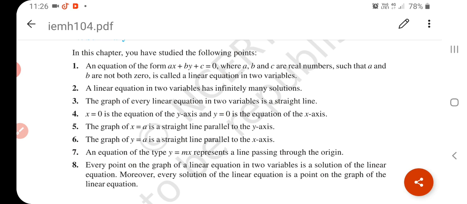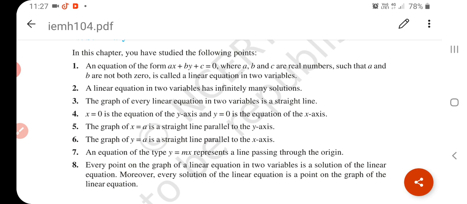x = 0 is the equation of the y-axis, and y = 0 is the equation of the x-axis. Remember, the graph of x = a is a straight line parallel to the y-axis. The graph of y = a is a straight line parallel to the x-axis. An equation of type y = mx represents a line passing through the origin. Every point on the graph of a linear equation in two variables is a solution of the linear equation. Moreover, every solution of a linear equation is a point on the graph of the linear equation.